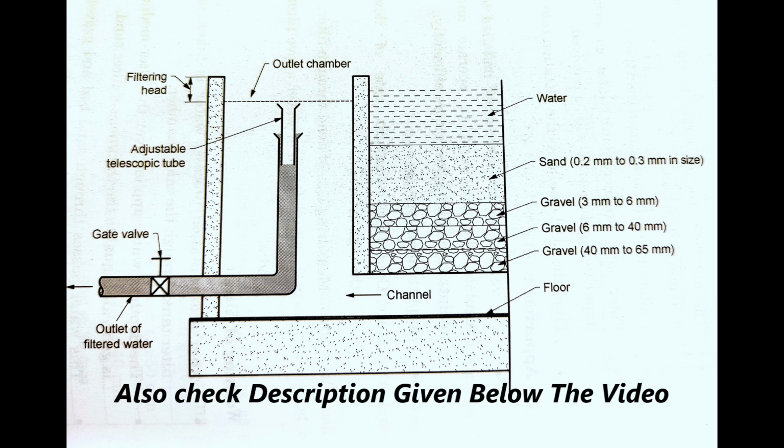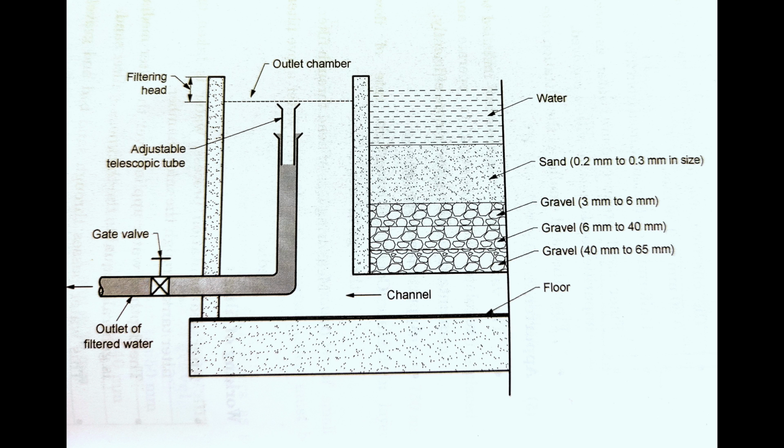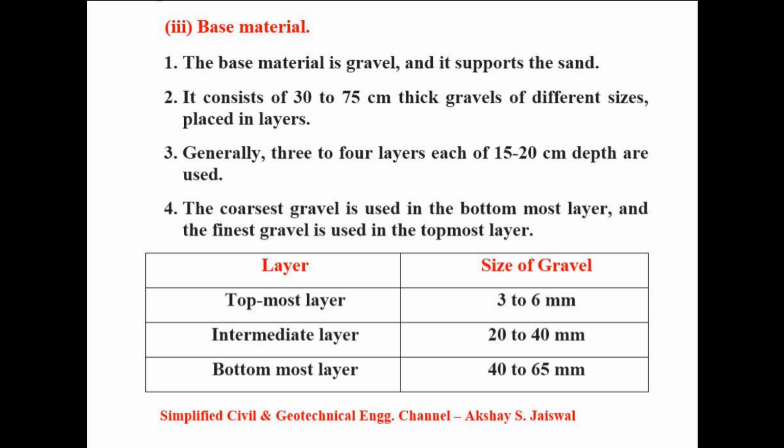The base material is gravel and it supports the sand. Point number 2, it consists of 30 to 75 centimeter thick gravels of different sizes placed in layers. Point number 3, generally 3 to 4 layers each of 15 to 20 centimeter depth are used. Point number 4, the coarsest gravel is used in the bottommost layer and the finest gravel is used in the topmost layer.